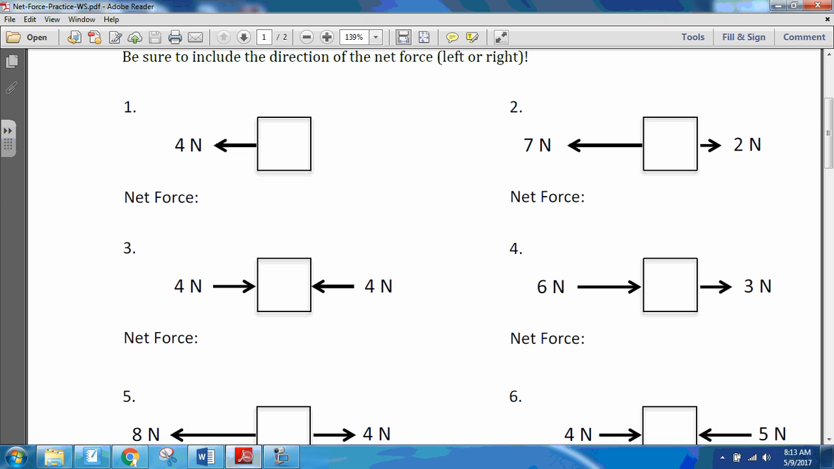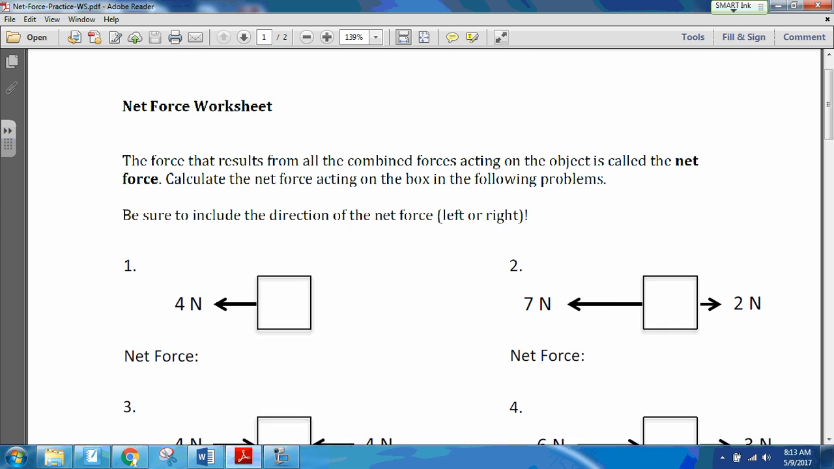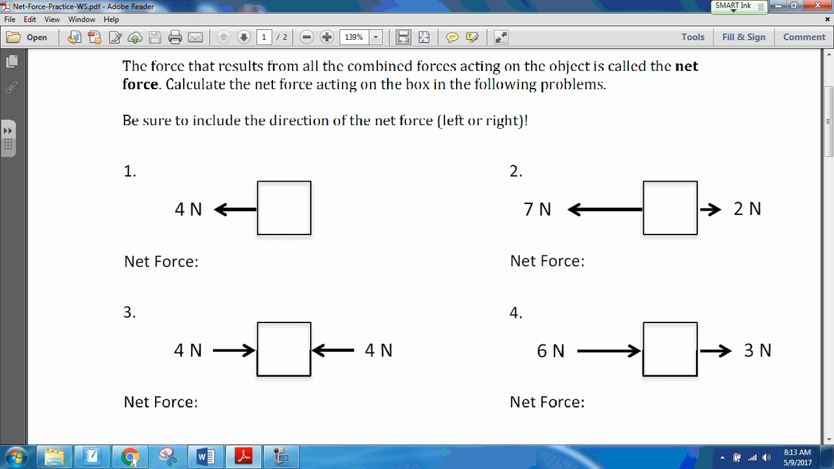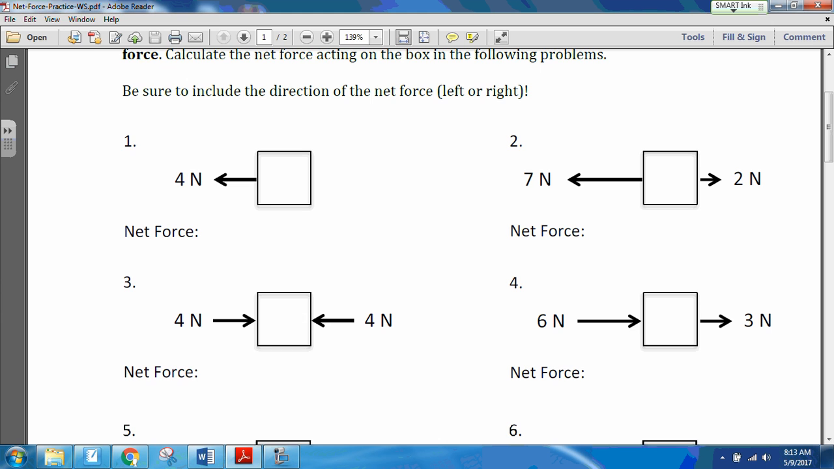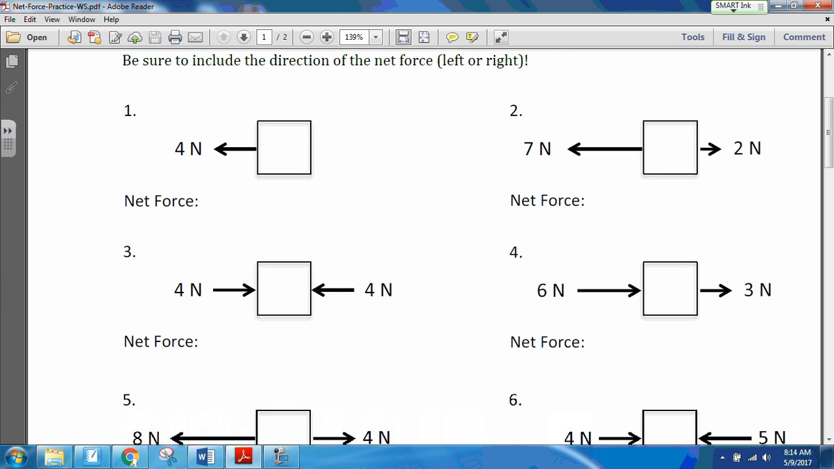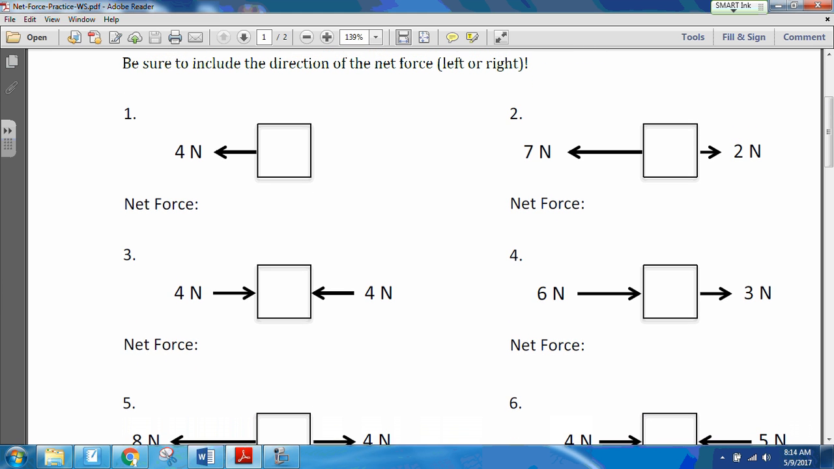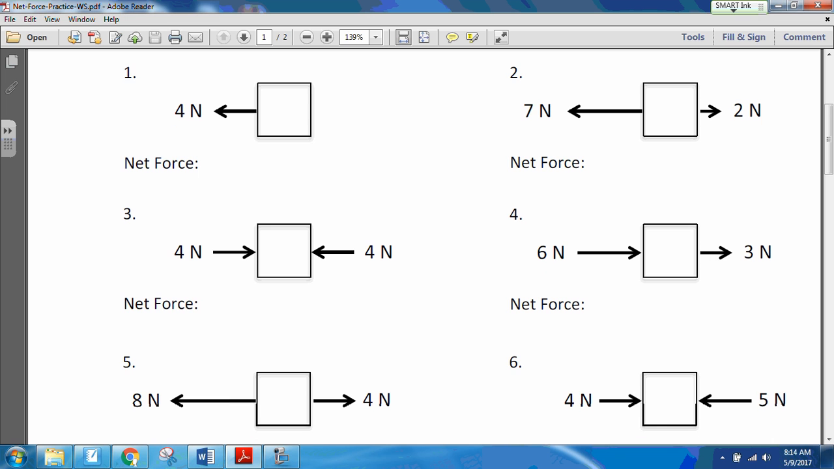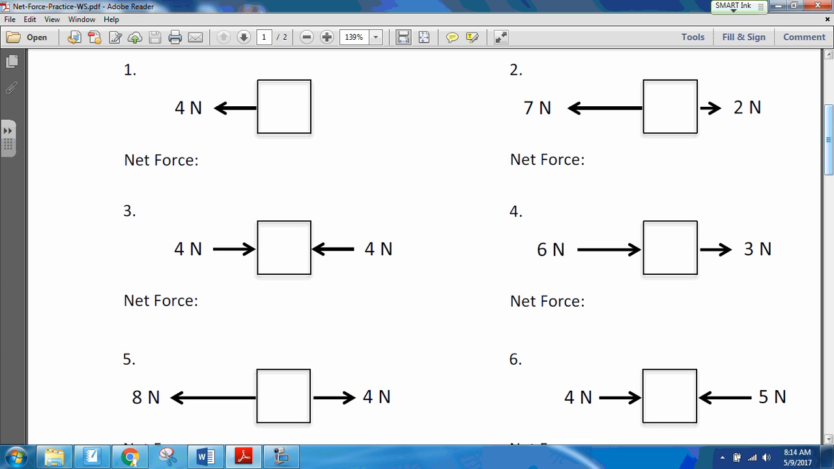So everyone should have this right here, which is the net force worksheet, which at the top it says the force that results from all combined forces is called the net. Calculate the net force in the box on the following problems. And then be sure to indicate or include the direction of the net force, left or right. So in box 1, what forces do I have acting on box 1?